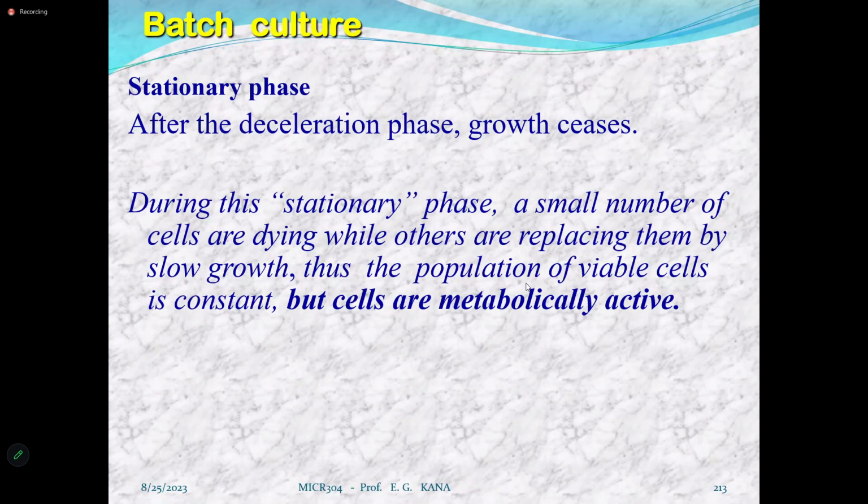And again, you may have some products similar to those of the deceleration phase, maybe in lower amounts, that are also produced during the stationary phase. Very often, the same factors that triggered the deceleration phase would be the same factors that trigger the stationary phase. For example, if the depletion of nutrient led to the deceleration phase, it's the same depletion of nutrient that will trigger the stationary phase.